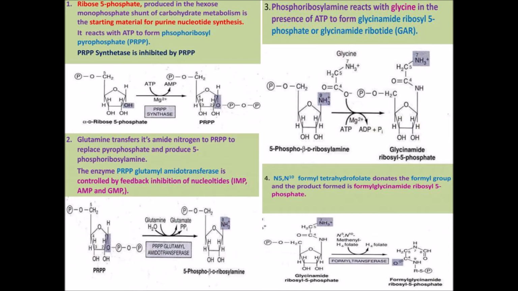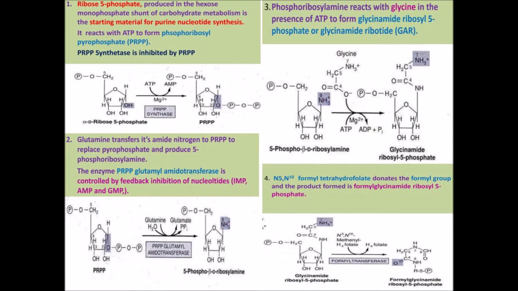In the second step, glutamine transfers its amide nitrogen to PRPP to replace pyrophosphate and produce 5-phosphoribosylamine. The enzyme PRPP glutamyl amidotransferase is controlled by feedback inhibition of nucleotides, that is IMP, AMP and GMP. In the third step, phosphoribosylamine reacts with glycine in the presence of ATP to form glycinamide ribosyl 5-phosphate or glycinamide ribotide GAR.